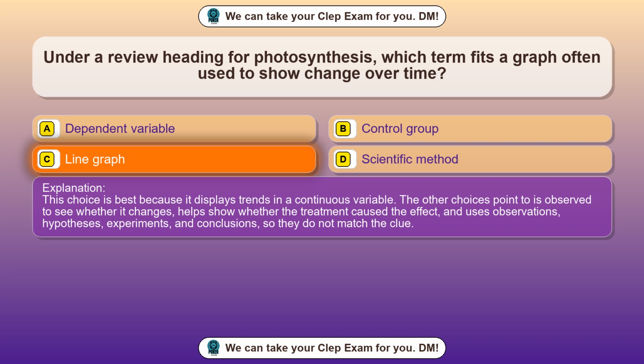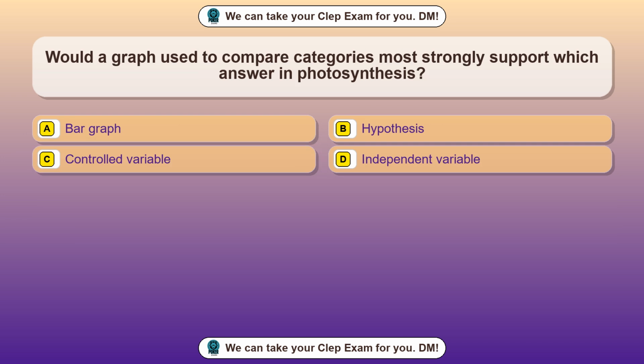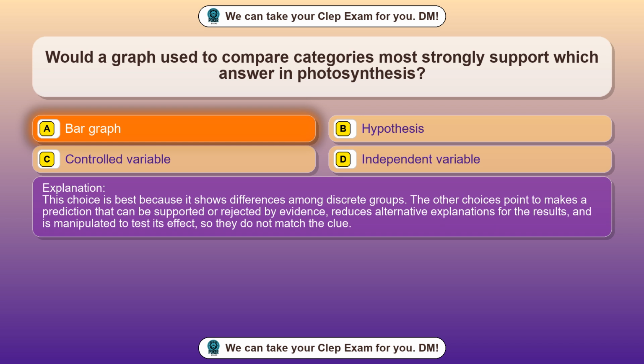The other choices point to is observed to see whether it changes, helps show whether the treatment caused the effect, and uses observations, hypotheses, experiments, and conclusions, so they do not match the clue. Question 6. Would a graph used to compare categories most strongly support which answer in photosynthesis? Option A, bar graph. Option B, hypothesis. Option C, controlled variable. Option D, independent variable. The correct answer is option A, bar graph. This choice is best because it shows differences among discrete groups.